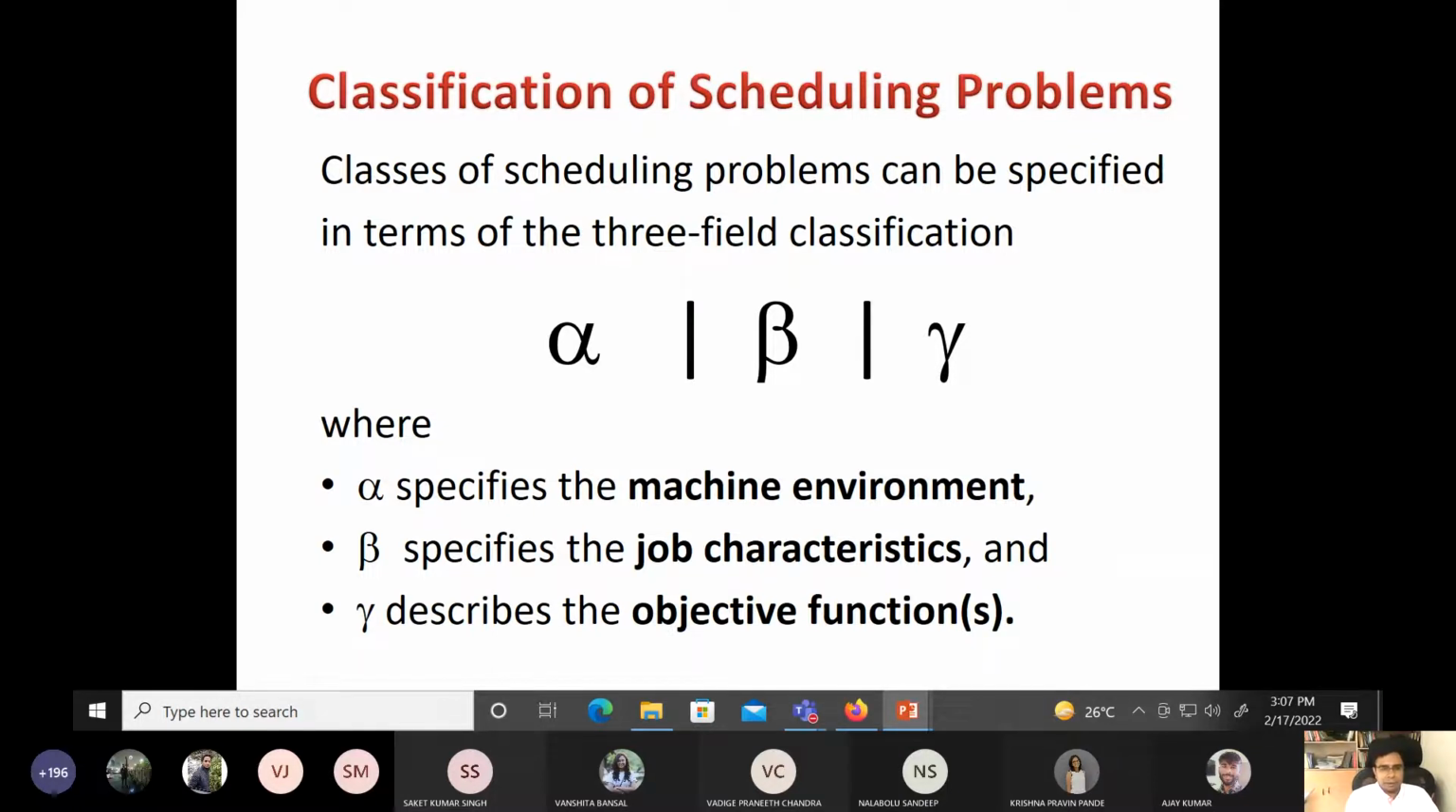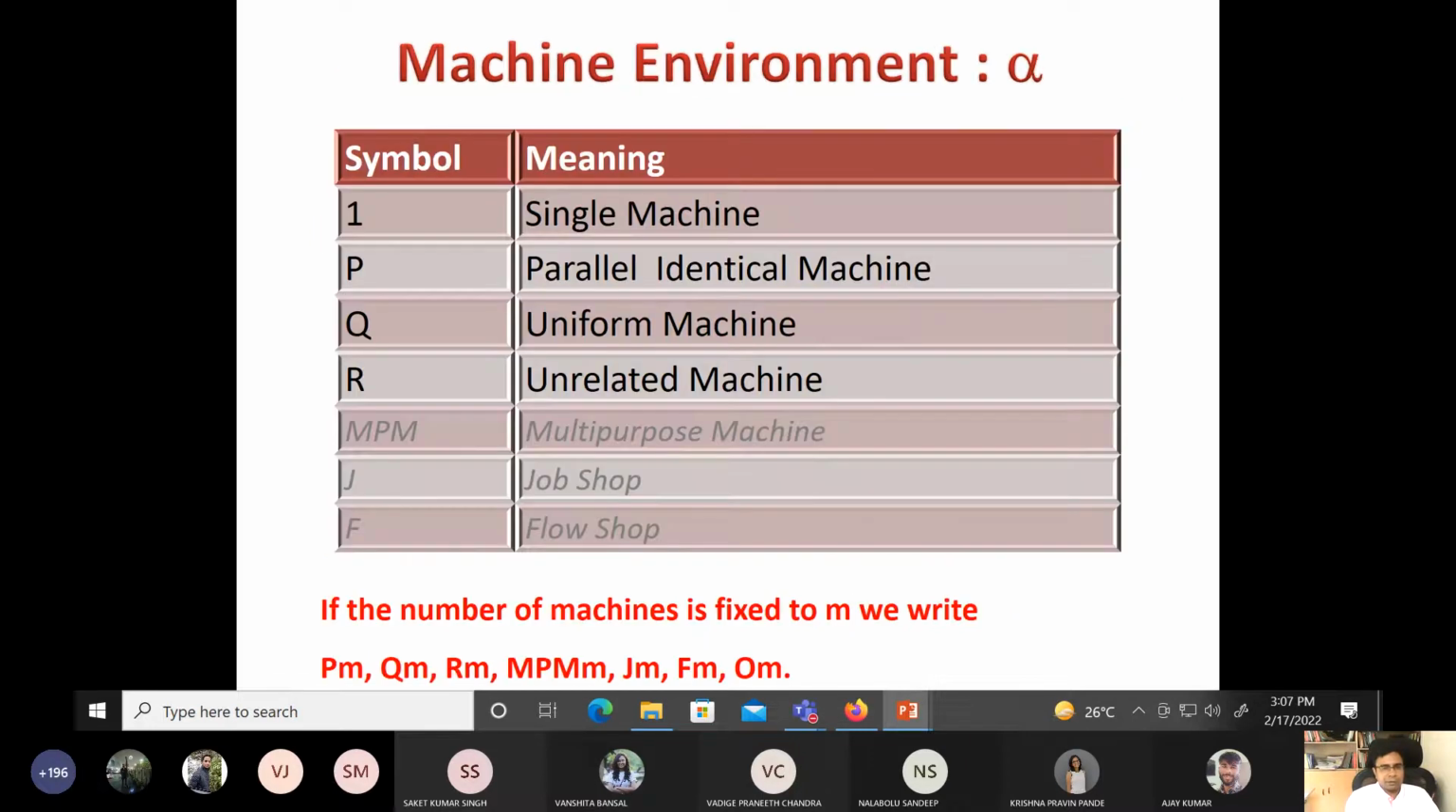So, three-field classification: alpha, beta, and gamma. In alpha, there are 1, P, Q, and R. 1 means single machine, P means parallel identical machines, Q means uniform machines, and R means unrelated machines. P means identical. The difference between P and Q is their speed. And between P and R, we say it is completely unrelated.